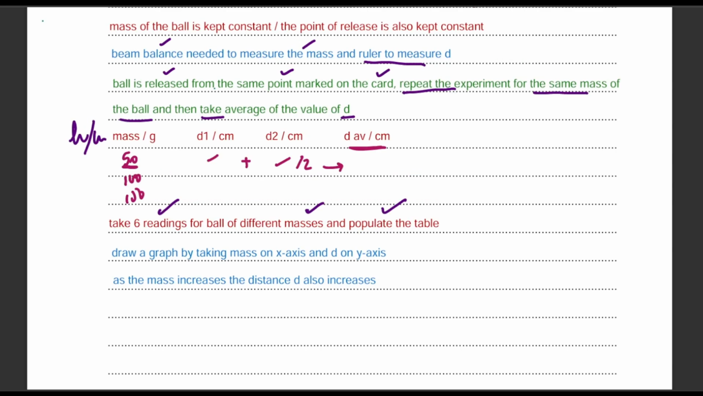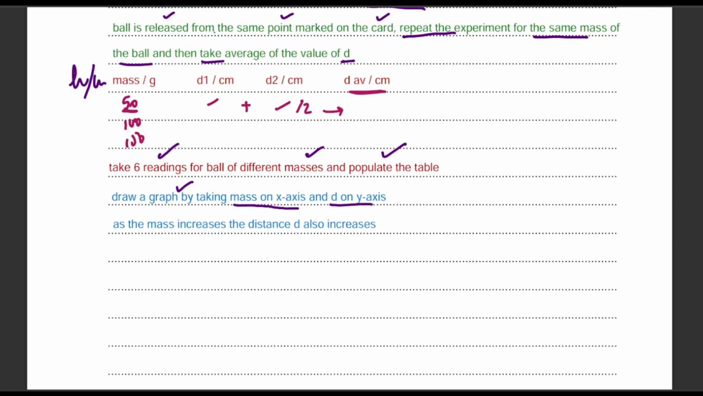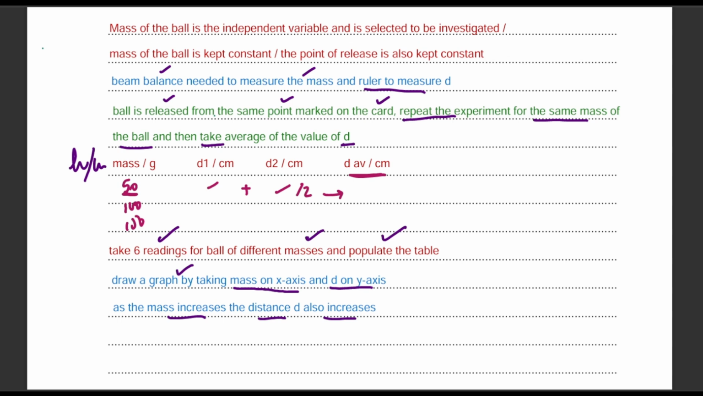And then draw a graph, and again, mention what you are taking on one axis and the distance on the y-axis. As the mass increases, the distance also increases. This is our conclusion, our prediction for the results. You don't need to add values in the table. I'm just mentioning these values so that you can visualize what we're supposed to do. And this is how you answer this question.